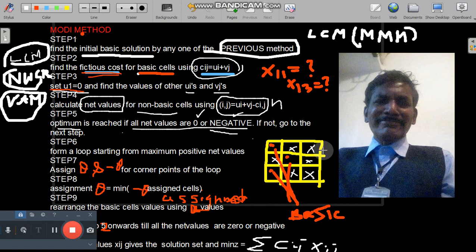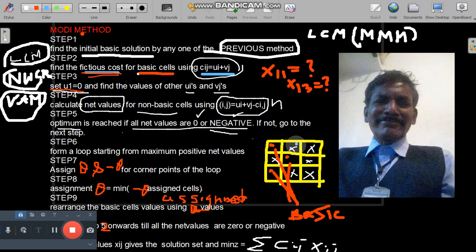Now we come to step number 6. We have to draw the loop starting from the maximum positive net value. Maximum positive net value. Now look at the yellow color box here. The net values we will be writing here on the right top corner.